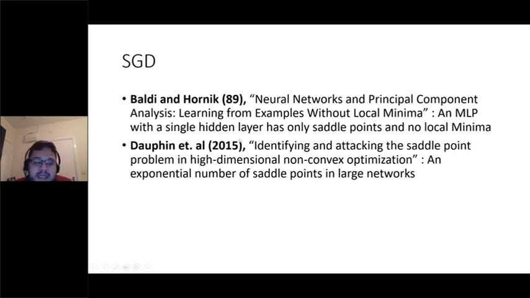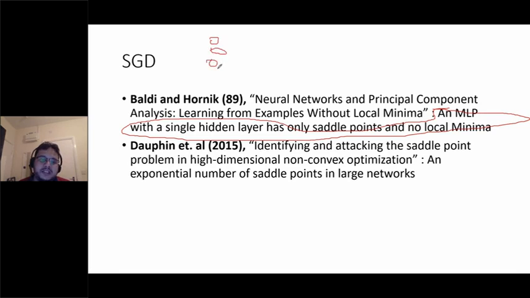An MLP with a single hidden layer has only saddle points and no local minima. This is a very strong assertion, don't you think, guys? Focus on this. It's a bit old. An MLP is just a multi-layer perceptron. One single hidden layer means we have the input, a hidden layer here, and the output layer. Just one, like the one that we saw before. So it says an MLP with a single hidden layer has only saddle points and no local minima.